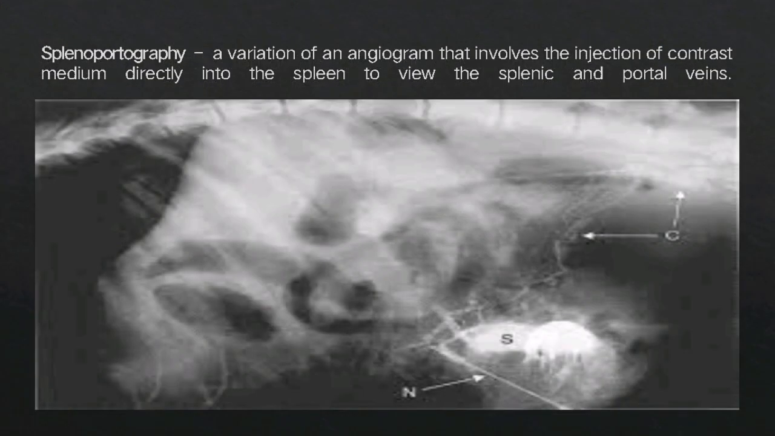Splenoportography. A splenoportograph is a variation of an angiogram that involves the injection of contrast medium directly into the spleen to view the splenic and portal veins. It is used to diagnose blockages in the splenic vein and portal vein thrombosis, and to assess the strength and location of the vascular system prior to liver transplantation. Most angiography procedures are typically paid for by major medical insurance. Patients should check with their individual insurance plans to determine their coverage.